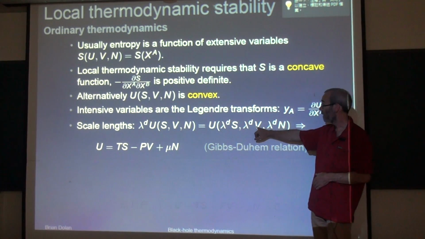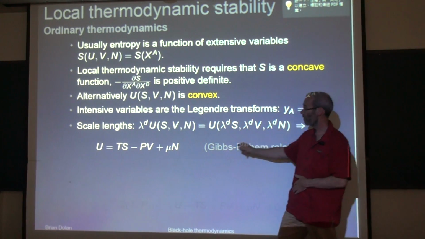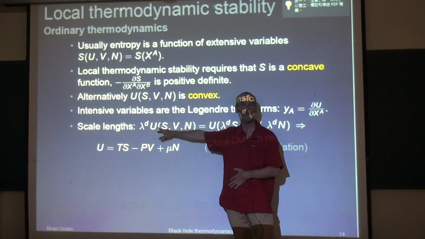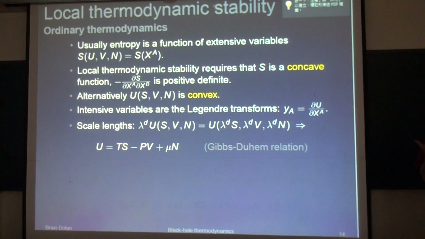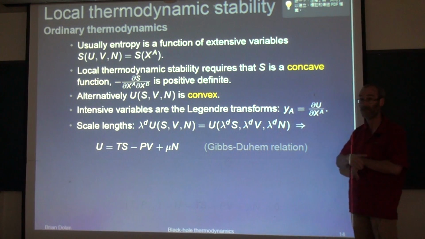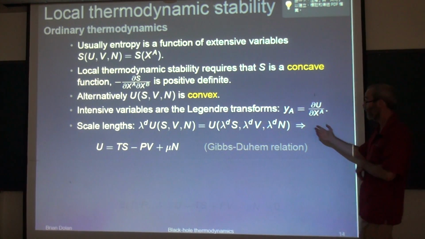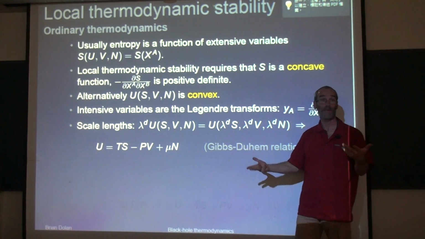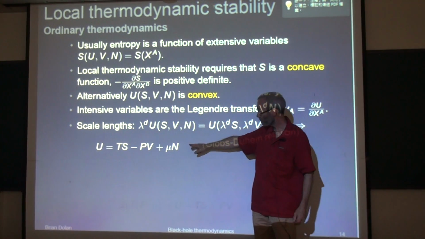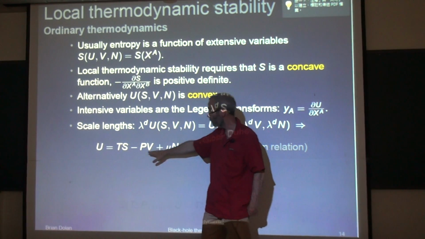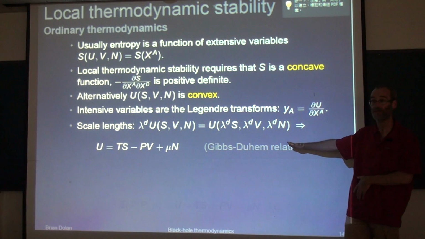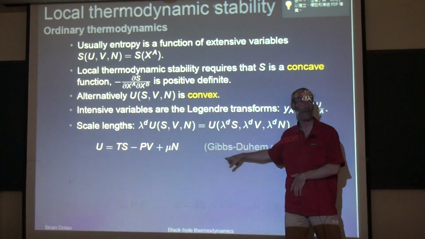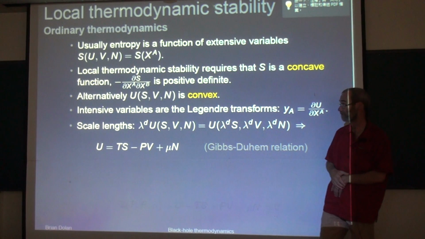If you double the volume, double the entropy, and double the number of particles, then you should double the internal energy. So all the extensive variables scale the same way. If you increase the length scale, so lambda here is the length scale, and the little d's are the dimension of the system, and you take this equation, differentiate with respect to lambda, then put lambda equal to 1, you get this relation between the various thermodynamic variables. This is always true for any classical thermodynamic system. And in fact, this is essentially what's called the Gibbs-Duhem relation in classical thermodynamics.